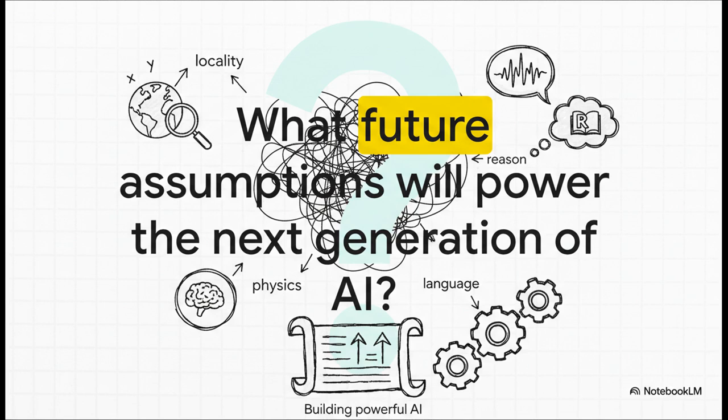And that leaves us with a really fascinating question, the one I want to leave you with. What's next? What other fundamental truths about our world, about language or physics or logic, can we build into our models to spark the next big leap forward in AI?